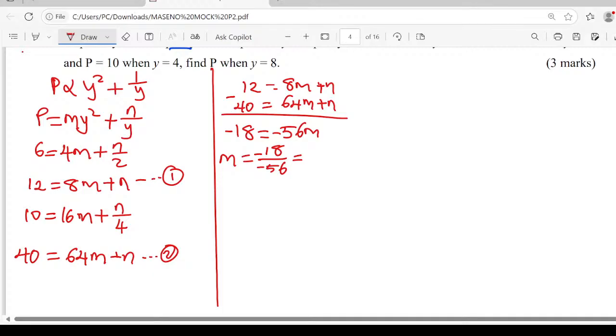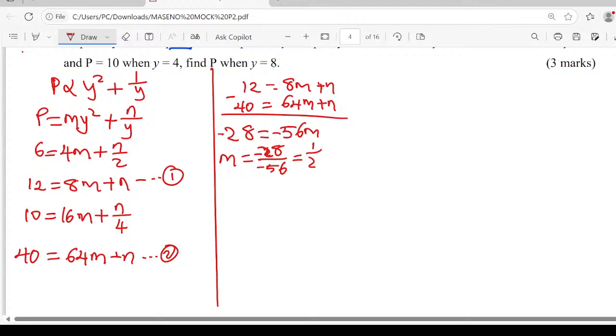Sorry, this should have been 12 minus 40 should be negative 28, not 18. So that will give you negative 28 over negative 56. You will get m as a half.